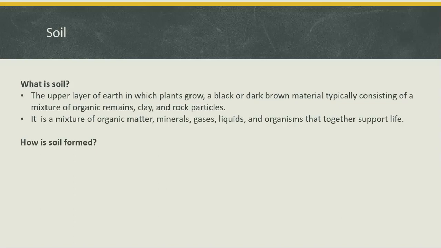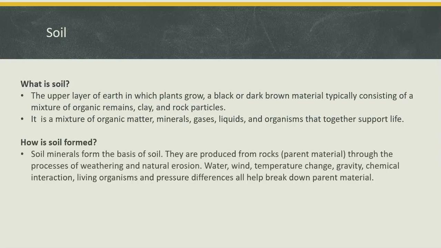How is soil formed? Soil minerals form the basis of soil. They are produced from rocks, which is also called as parent material, through the process of weathering and natural erosion. Water, wind, temperature changes, gravity, chemical interaction, living organisms, and pressure differences all help break down parent material, means the rocks. You will study about this in detail in higher classes.